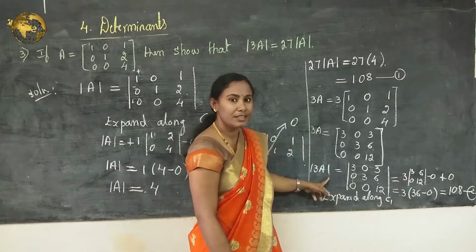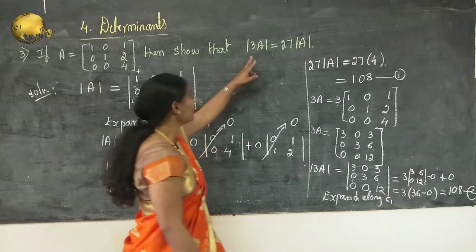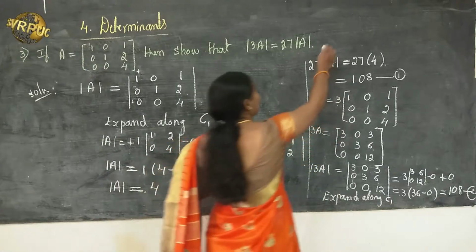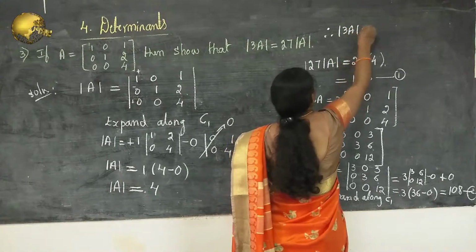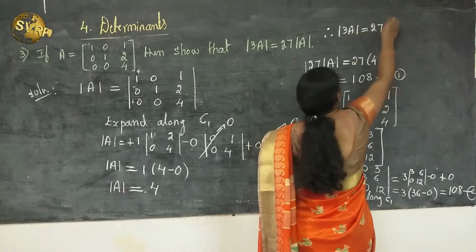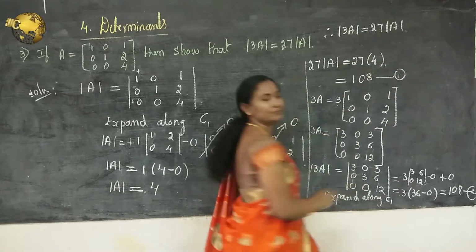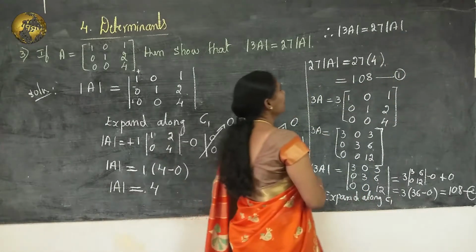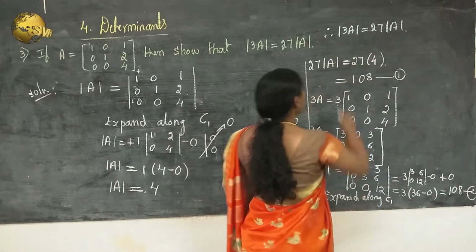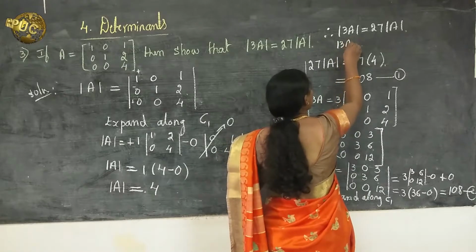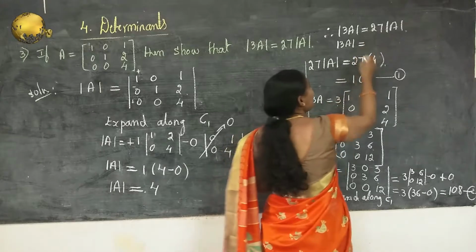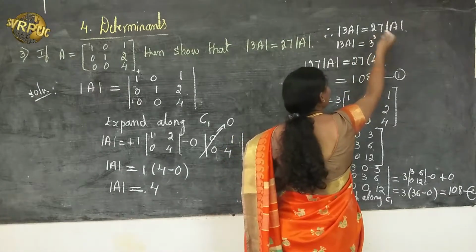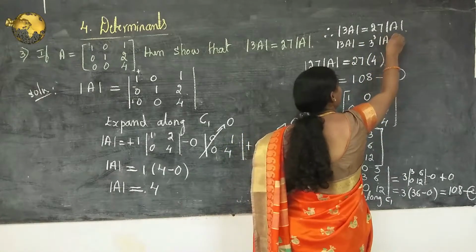Correct? Is it not? So that's why we can say that therefore determinant of 3A is equal to 27 into determinant of A. Correct? And then just see that the elements, we can also write it as determinant of 3A is equal to 27, which can be written as 3 cube into determinant of A.